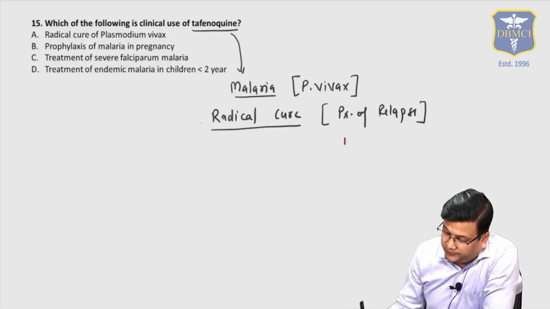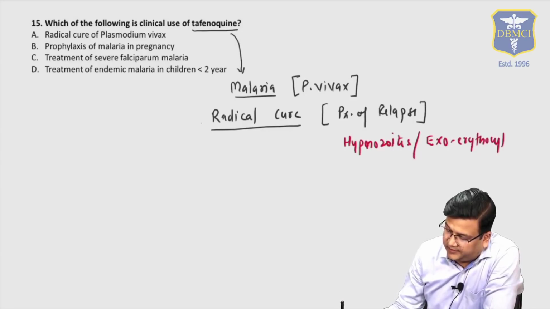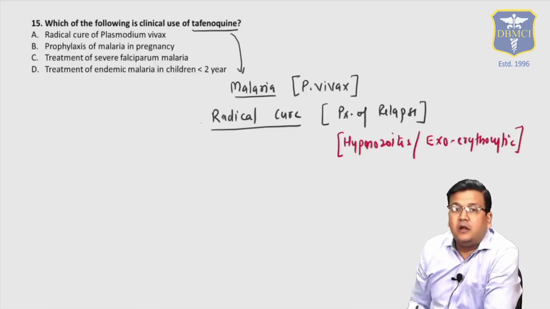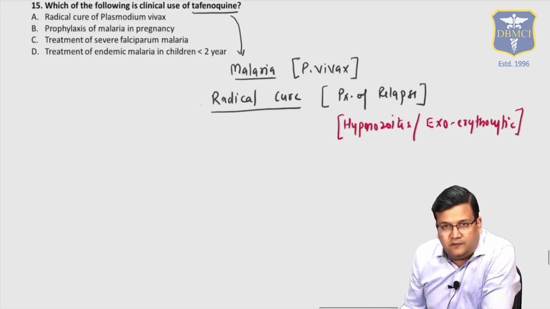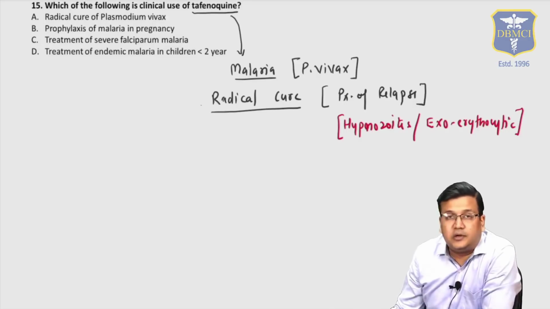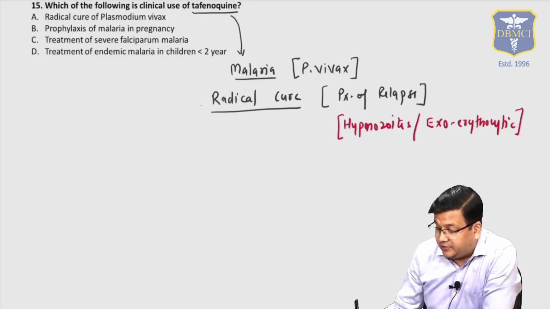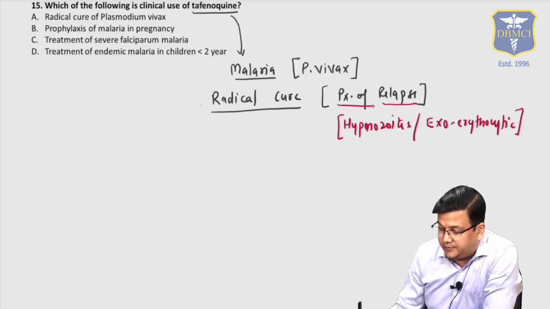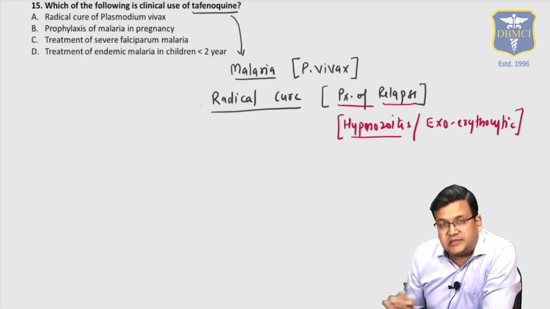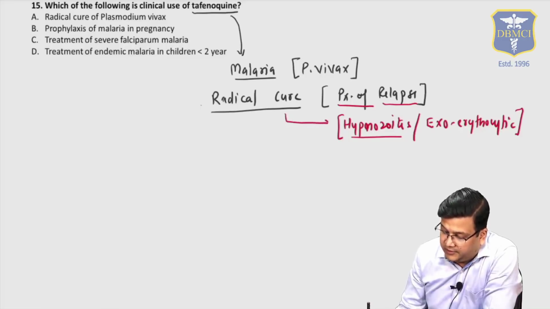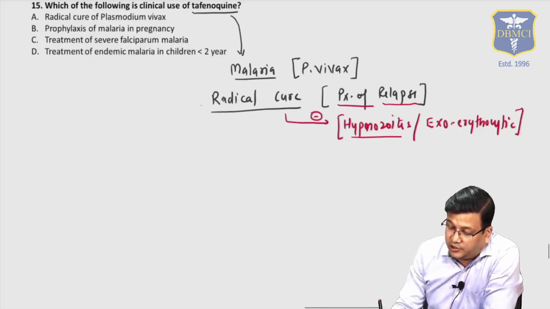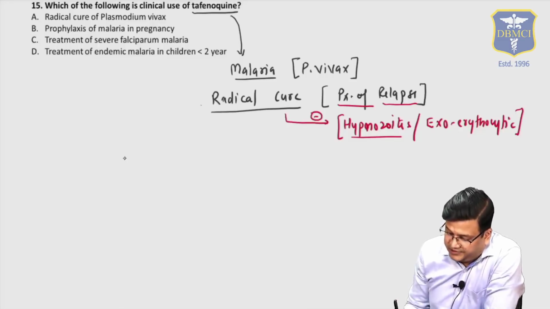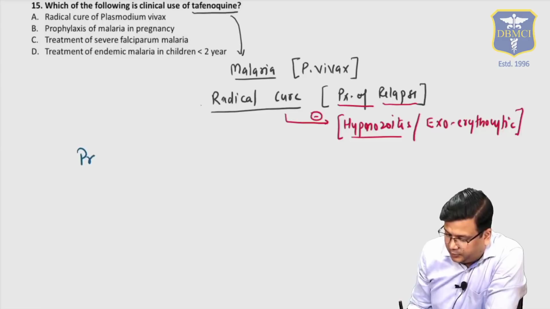and relapse is due to the hypnozoites or the exoerythrocytic stage. So Plasmodium vivax has the sleeping forms or the hypnozoites present in the liver, also called exoerythrocytic stage, which can cause relapse of malaria. So if you want to prevent relapse, you have to kill the hypnozoites, and that is known as radical cure. Now, which drug was so far available? The standard treatment so far available is primaquine.